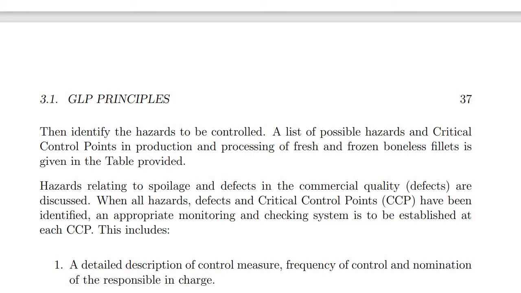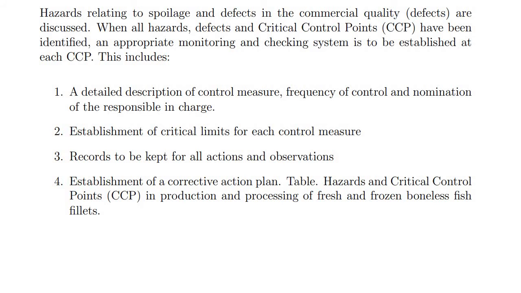And the critical control points in production and processing of fresh and frozen boneless fillets are given in the table. Hazards relating to spoilage and defects in commercial quality are discussed under all hazards. So defects and critical control points have been identified. An appropriate monitoring and checking system is to be established at each CCP.